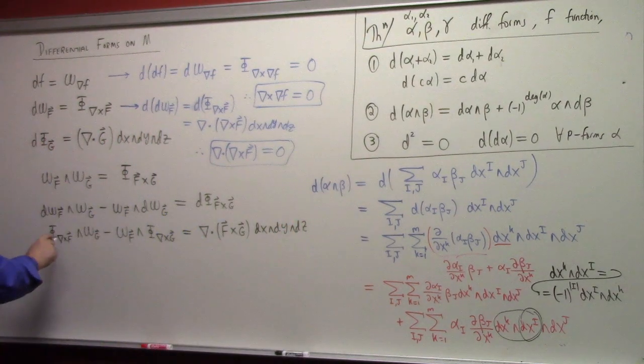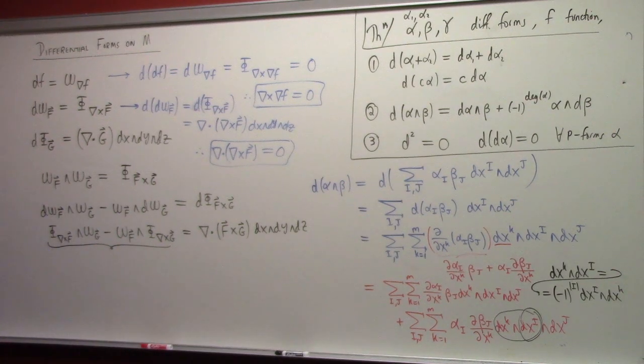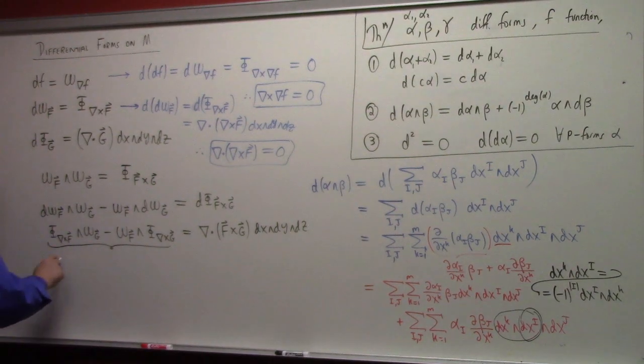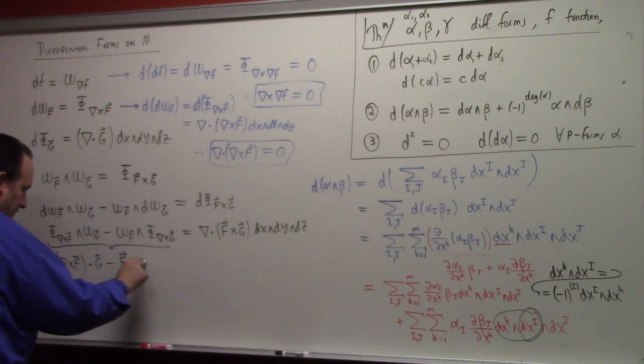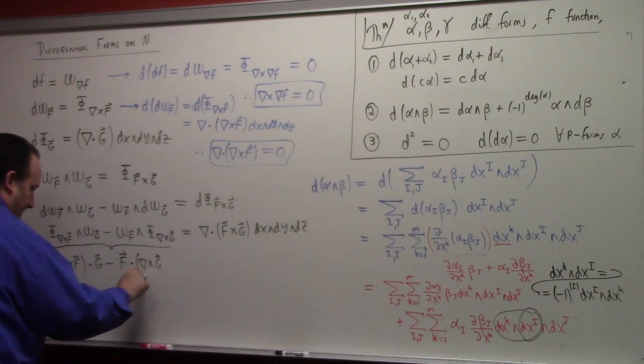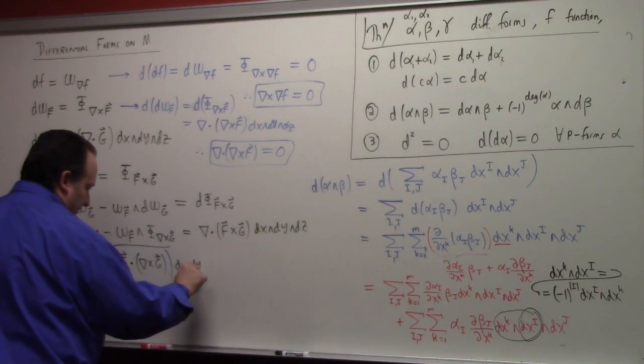But do you remember what we proved about this? I'm not sure I do, but I think if I remember right, when we took the wedge product of a 2 form with a 1 form, we got the dot product of the things being wedged times dx wedge dy wedge dz. So if I'm not remembering wrong, this is exactly curl of f dotted with g minus f dotted with the curl of g. All of that times dx wedge dy wedge dz.